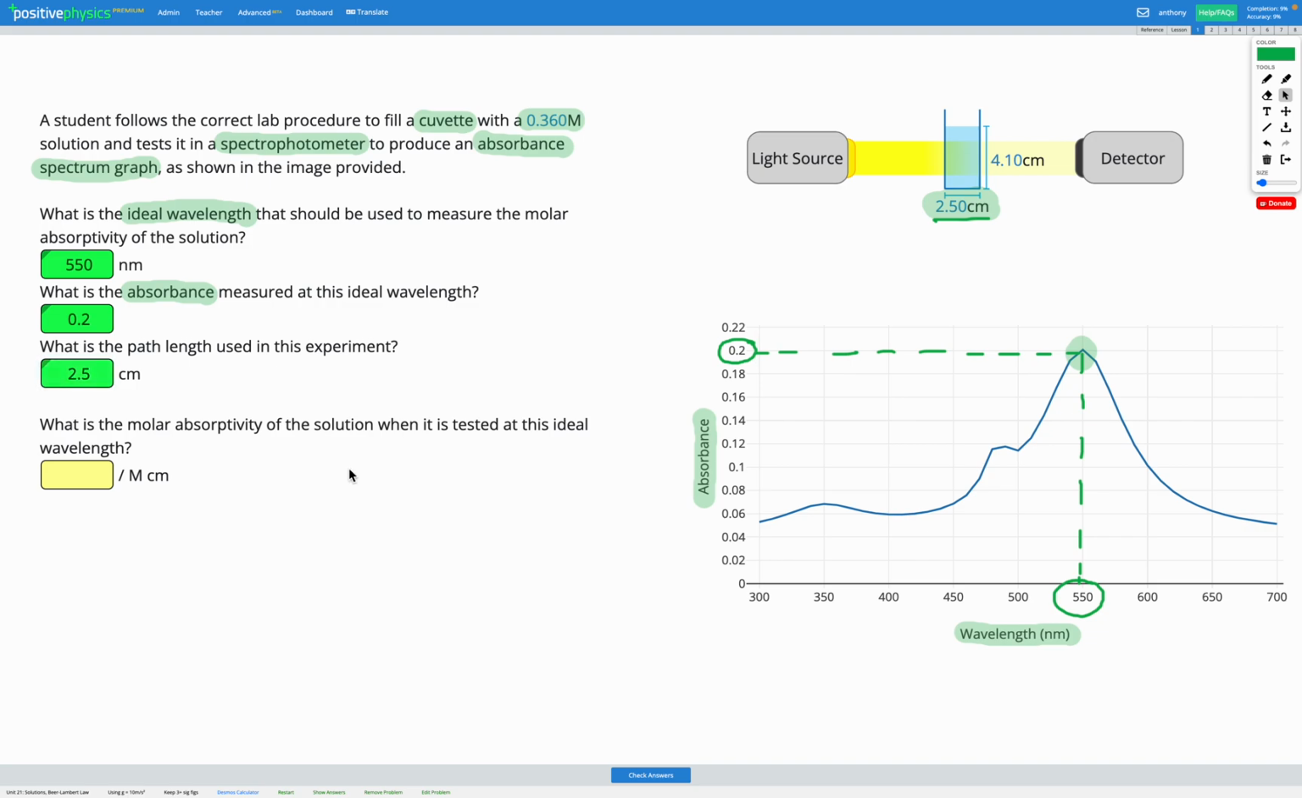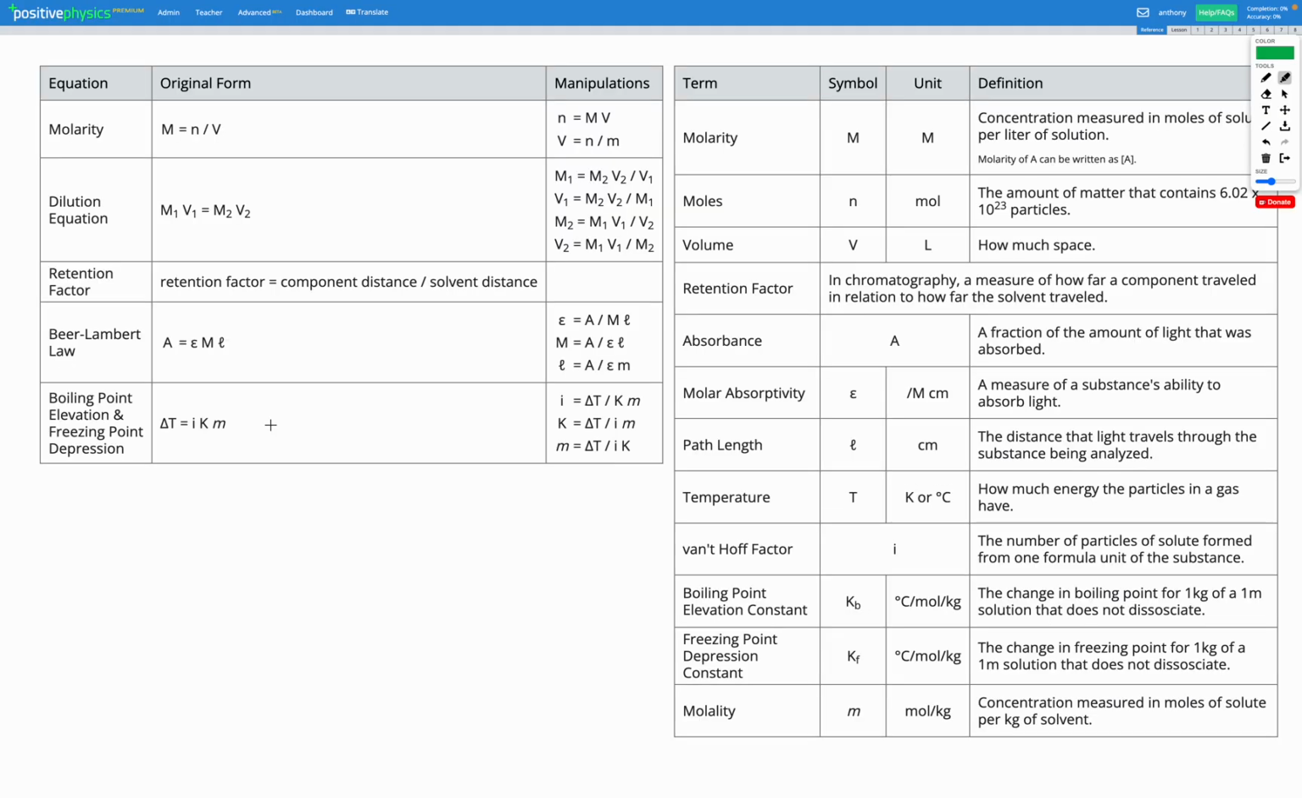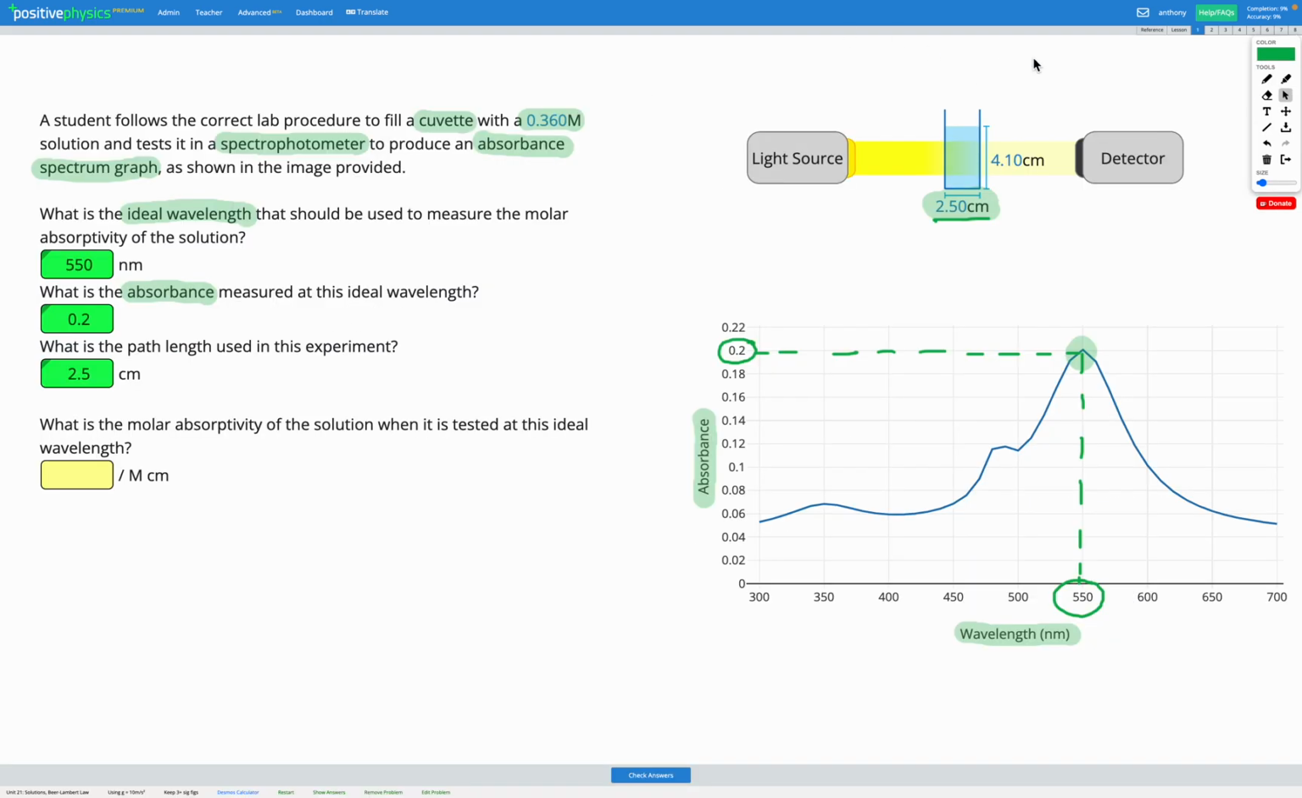So we've now used our diagram and our graph to figure out all of our variables so far. Our last step is to calculate the molar absorptivity of the solution at that ideal wavelength, which we're going to find using the Beer-Lambert law. So let's go to our reference sheet. Here is the Beer-Lambert law: A = εML.